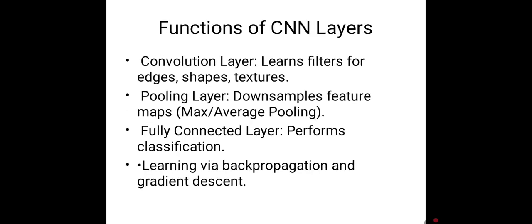Next are the functions of CNN layers. The convolutional layer learns filters that detect important patterns in the images. The pooling layer downsamples the feature maps using techniques like max pooling or average pooling. The fully connected layer integrates all the learned features and produces the output. All these layers are trained through backpropagation using gradient descent, enabling the network to learn from the data.